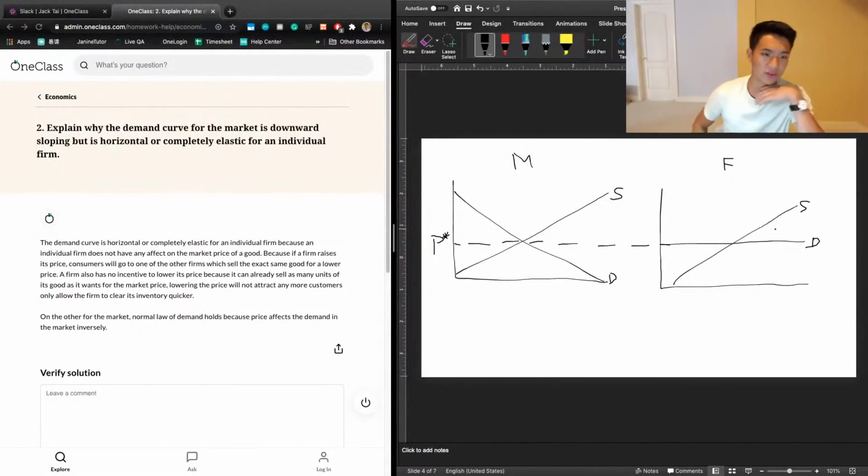Let's take a look at the answer. The answer says that the demand curve is horizontal or completely elastic for an individual firm, because the individual firm does not have any effect on the market price of the good. If a firm raises its price, customers will go to one of the other firms which sells the exact same good for a lower price. A firm also has no incentive to lower its price because it can already sell as many units of its goods as it wants for a market price. Lowering the price will not attract any more customers, only allow the firm to clear its inventory quicker. On the other hand, for the market, the normal law of demand holds because price affects demand in the market adversely.